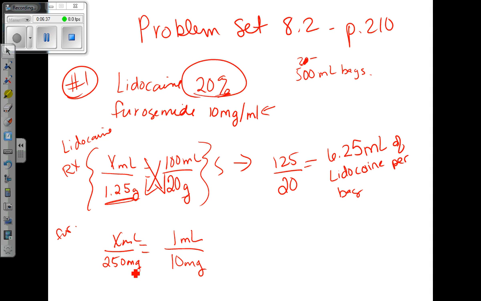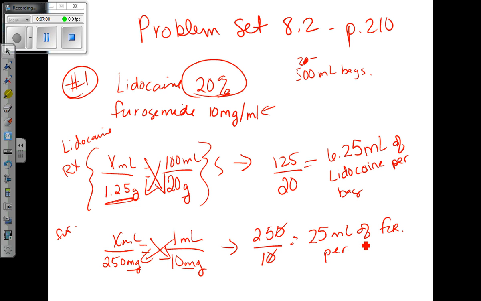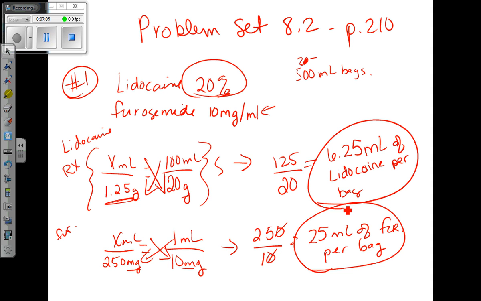So we have weights on the bottom. Both of them are in milligrams, so we're good, and milliliters on top. Cross multiply. Anytime you cross multiply, the X always goes on the bottom. And 250 times 1 would be 250. If you mark out your zeros, 25 over 1 is 25. So you have 25 milliliters of furosemide per bag. That is an example for number 1.